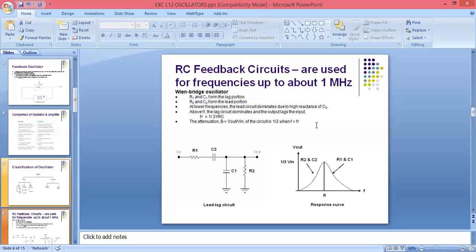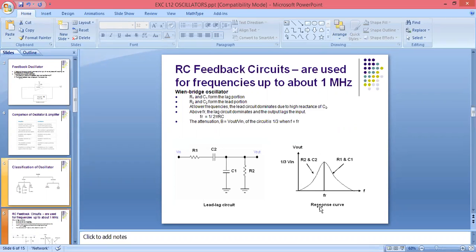So if we are using resistor and capacitor in the oscillator circuit, we can say that network is the RC feedback, and it is used up to a frequency of 1 megahertz. At lower frequency, the lead circuit dominates due to the high reactance of the capacitor, and above that frequency, the lag circuit dominates and the output lags the input. You can see here the output is lagging with respect to the input, for the given frequency.